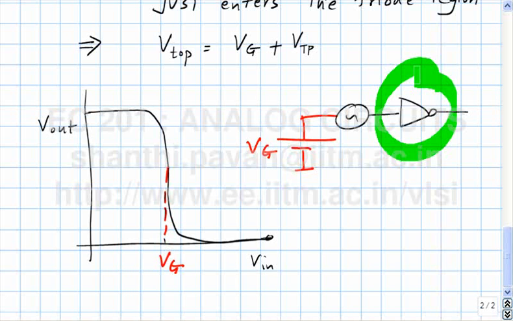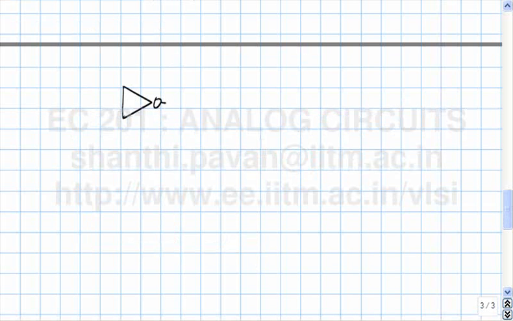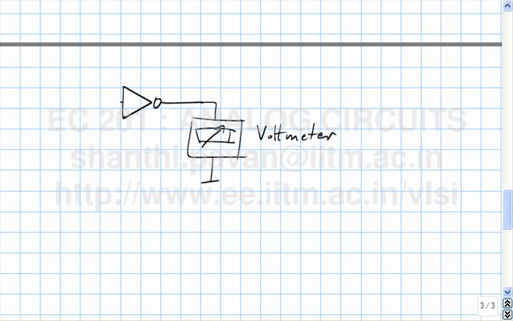So one obvious question is, how do I find VG? Any suggestions? I gave you an inverter in the lab. I said, hey, tell me what is the trip point of this inverter, or what is the input voltage at which you see this high gain characteristic. So can you tell me what you will do? There are many ways of doing it. By now I guess you should be able to give me one solution which works. Friend here says, so he takes this inverter like this, he puts a voltmeter here, he's got a variable voltage source here.